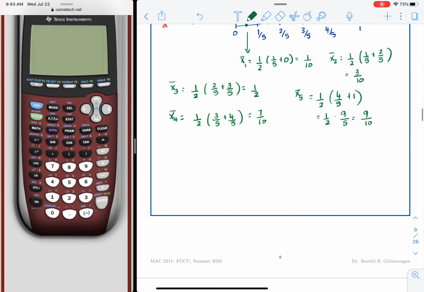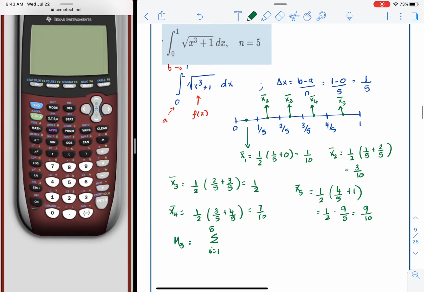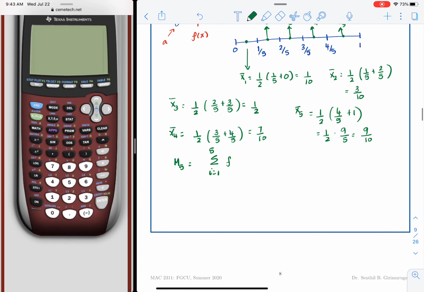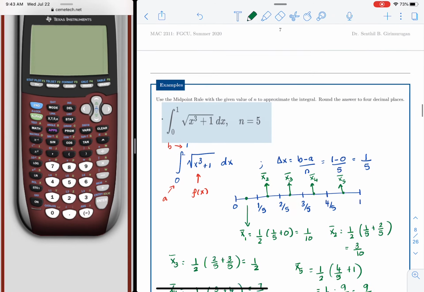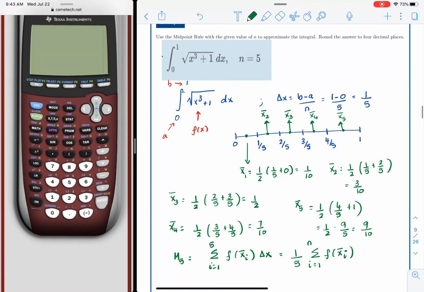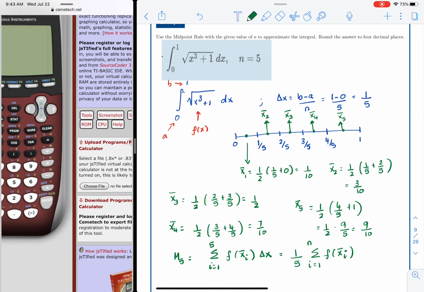So all we have to do is evaluate the function. So sum from 1 to 5, f of x bar i multiplied by delta x. We know delta x is 1 over 5. So 1 over 5, sum i equals 1 to n, f of x bar i. We know the function, so let's go ahead and enter the function in the calculator.